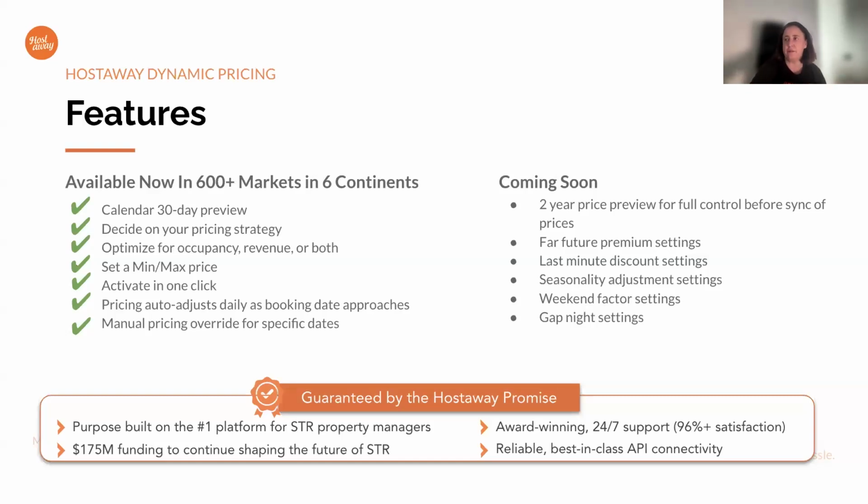And this first version of the product allows you to basically get the benefit of the algorithm, the recommendation of the prices, to be able to have a 30-day preview of those prices before you decide to activate the dynamic pricing engine. Decide as well, even before you activate, on your pricing strategy, and I will talk through it a little bit more in the demo. Decide whether you optimize for occupancy, revenue, or both. Also have control tools to make sure that you don't undersell or you're not uncompetitive in the market. And then everything is as easy as activating with one click.